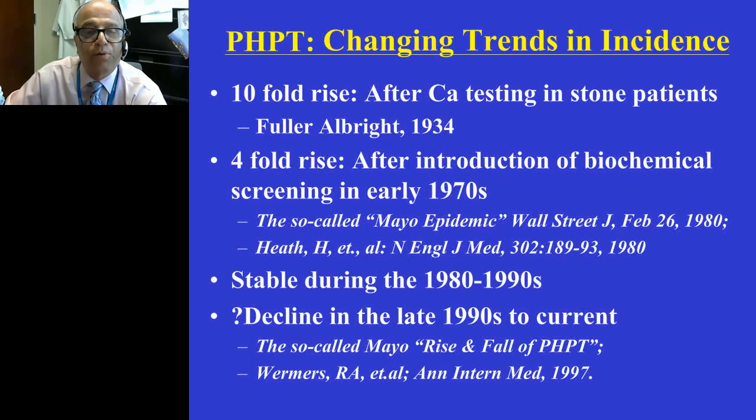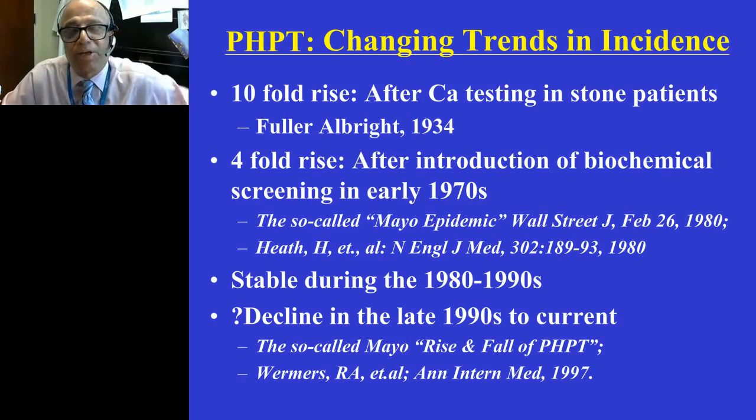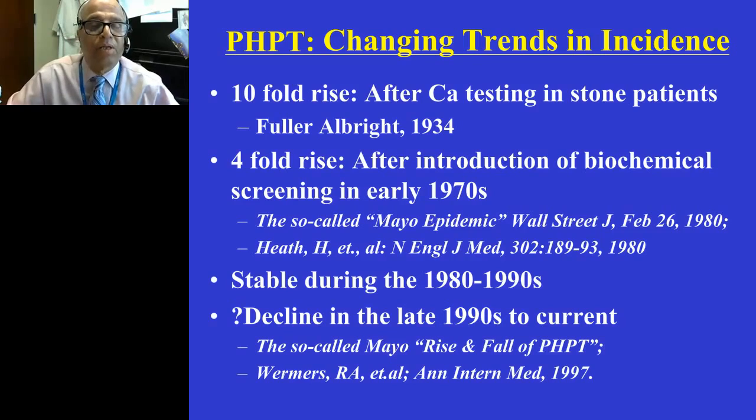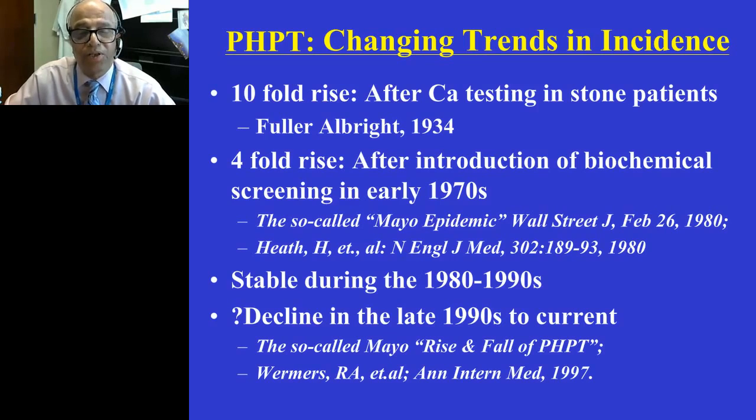Originally, there was a 10-fold rise in the parathyroid disease detection after Fuller Albright suggested calcium testing in all stone patients. There is a 4-fold rise after the biochemical data were introduced. Biochemical screening was introduced in the early 70s in this country. Although it has been stable from the 80s to 90s, there is some suggestion that the incidence might be decreasing in the Mayo Clinic series. However, such decline in the incidence has not been found in the Henry Ford Hospital experience or in other centers.